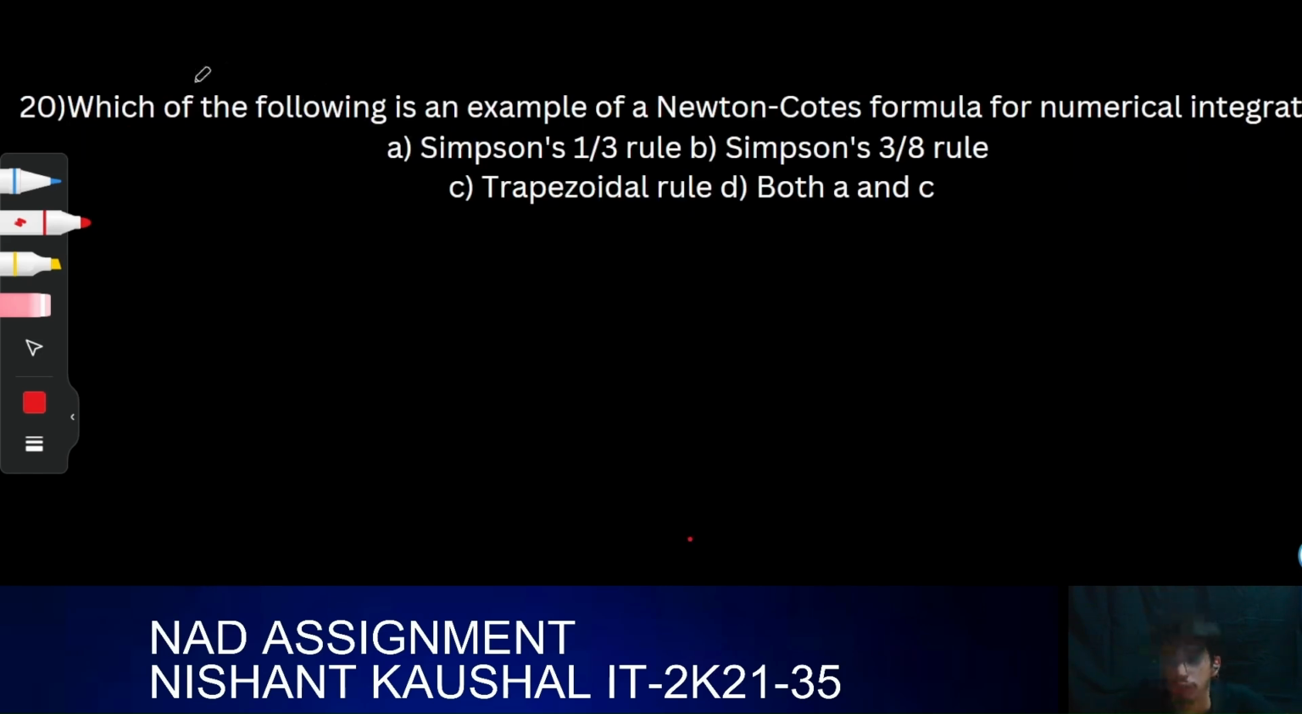Now see the 20th question of our second internal paper. Which of the following is an example of the Newton-Cotes formula for numerical integration? Simpson one-third rule, Simpson 3/8 rule, trapezoidal rule, or both A and C. From the Newton-Cotes formula, we can derive both Simpson one-third rule and Simpson 3/8 rule. So the answer will be D, both A and C.